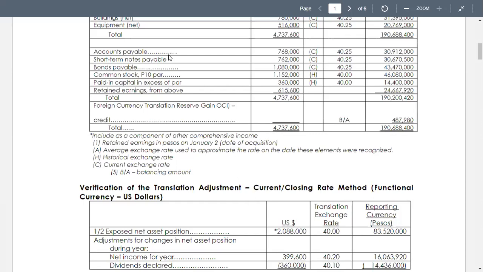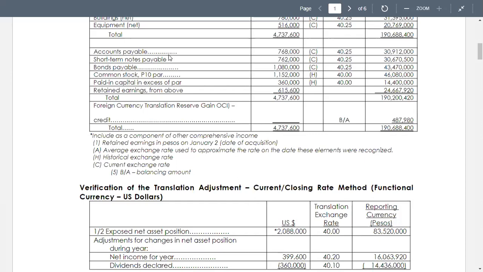Net income or loss: as we understand, we determine retained earnings end by adding retained earnings beginning, then we add net income, we deduct net loss, we deduct dividends. So how do we translate our net income or loss? Net income or loss is carried forward from the translated income statement.